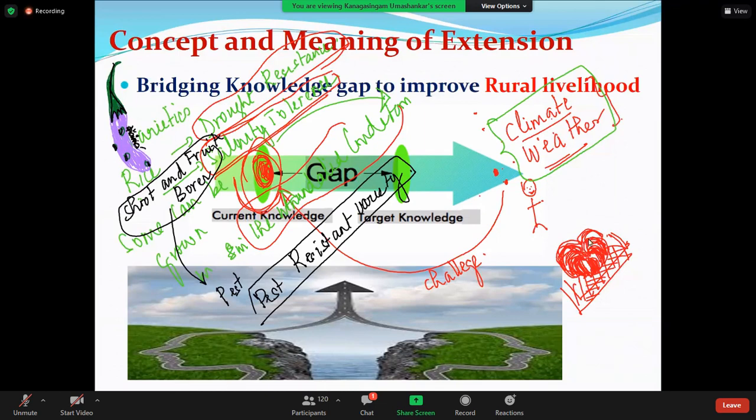Because of this traditional variety, they introduced a variety called Roma. That has thick flesh. The shape is like this, and if you cut it, it has thick flesh. But if you cut the traditional one, how will it appear? It will look like this, a very thin layer.